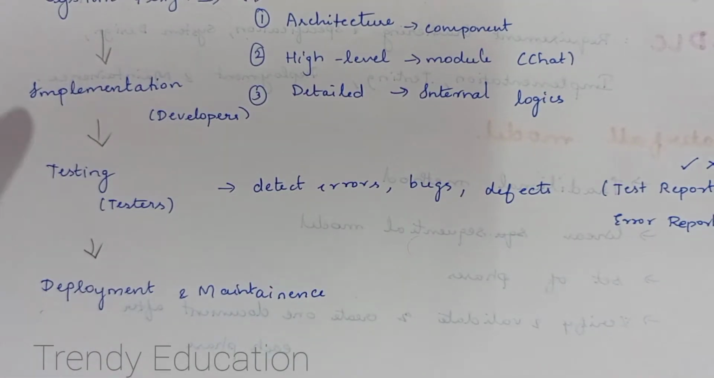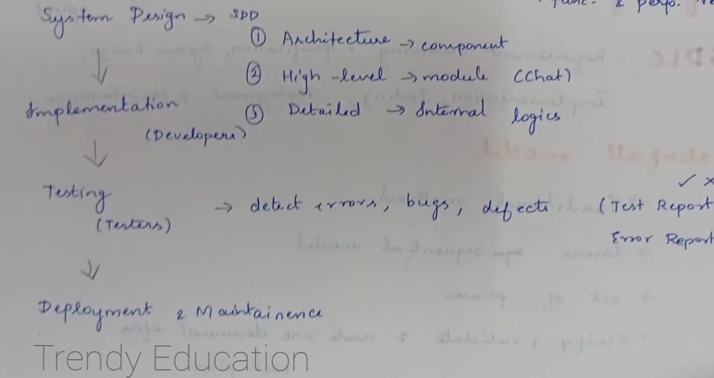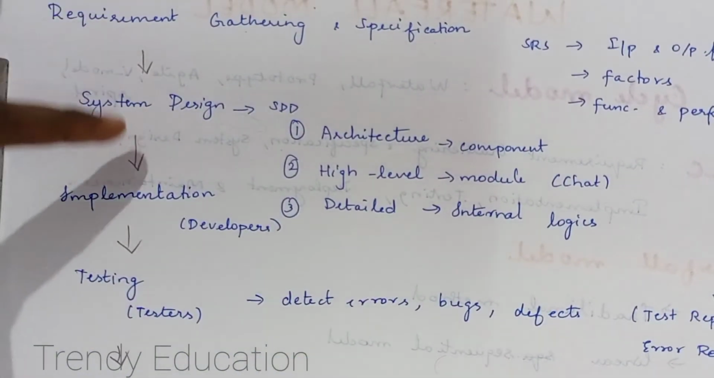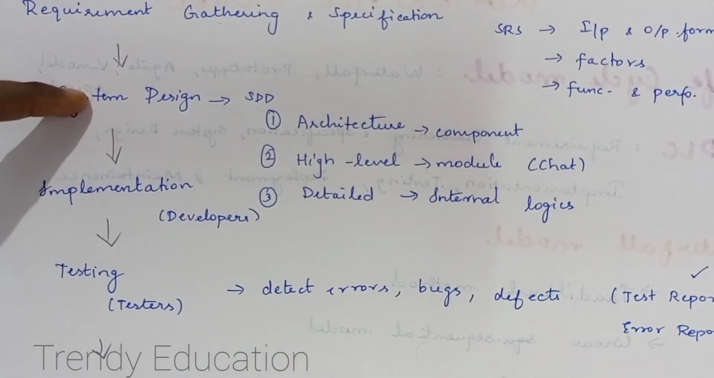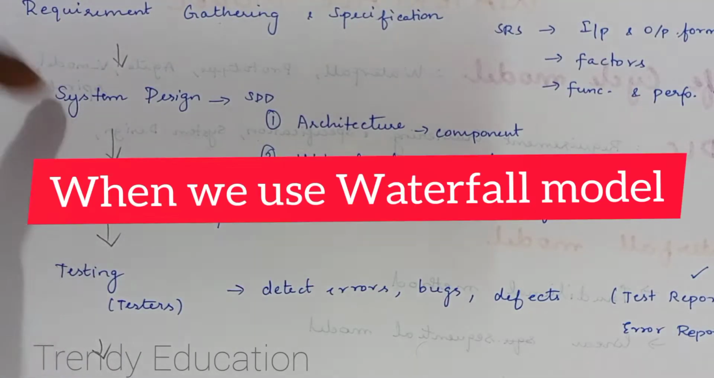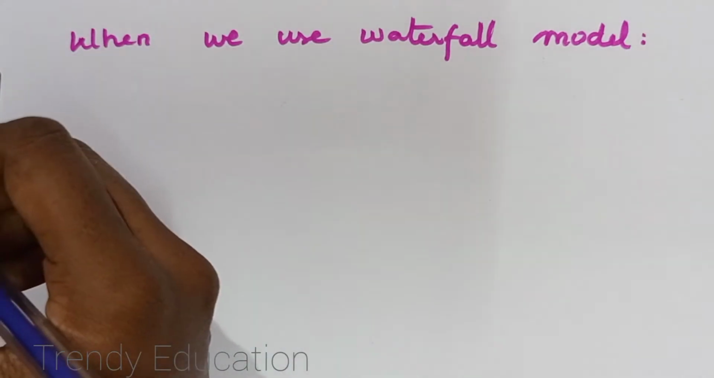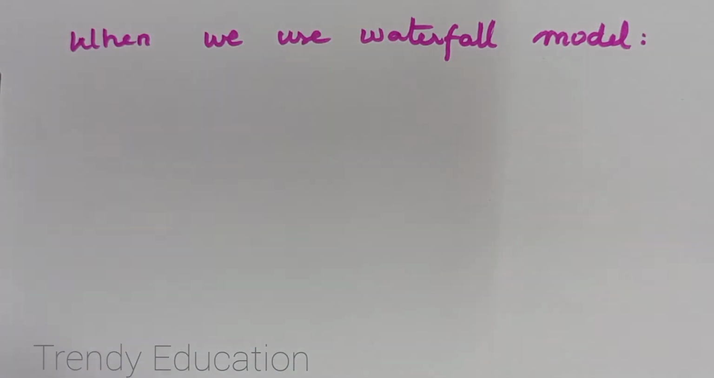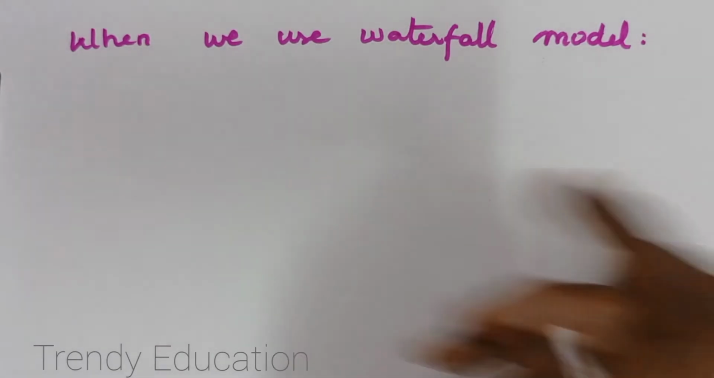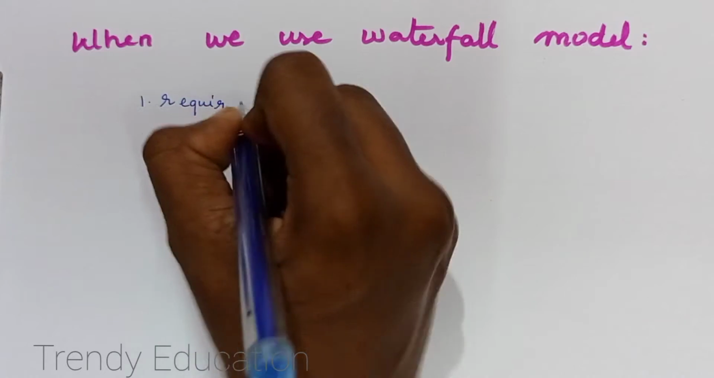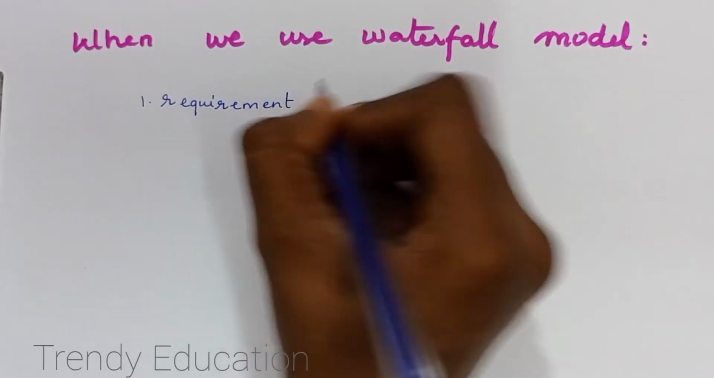And the main characteristic of this waterfall model is that once a phase is finished, it gives some output to the next phase, and the next phase has to use that output, so it has to wait for that. Now coming to the next topic, which is when we use this waterfall model. The number one answer is when our requirement is constant and we have gathered every requirement.